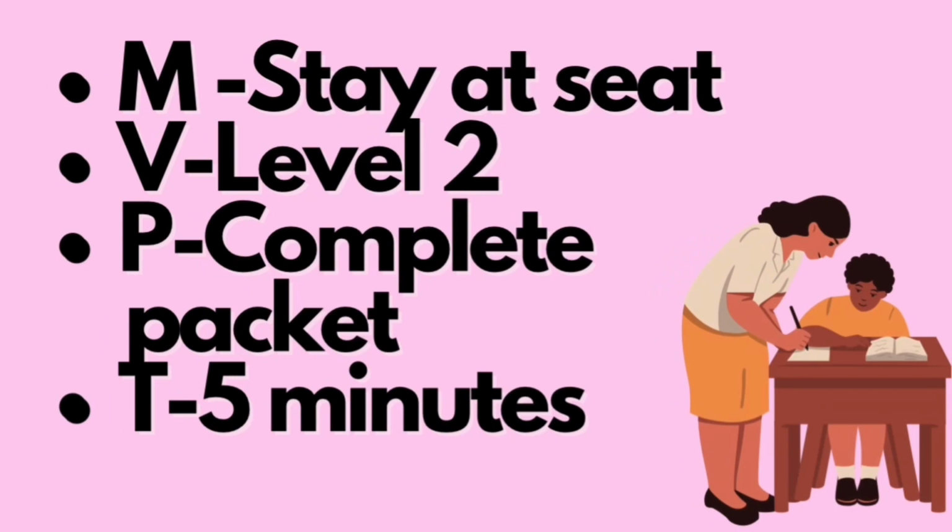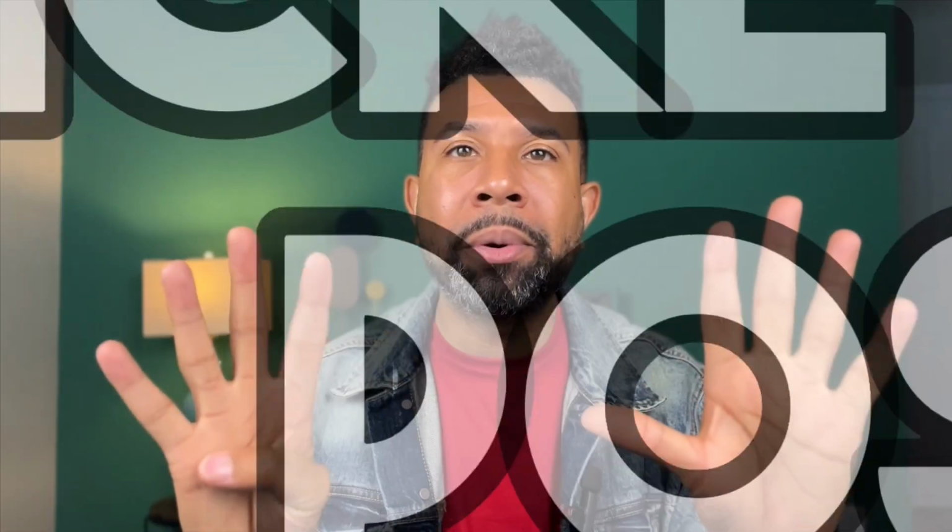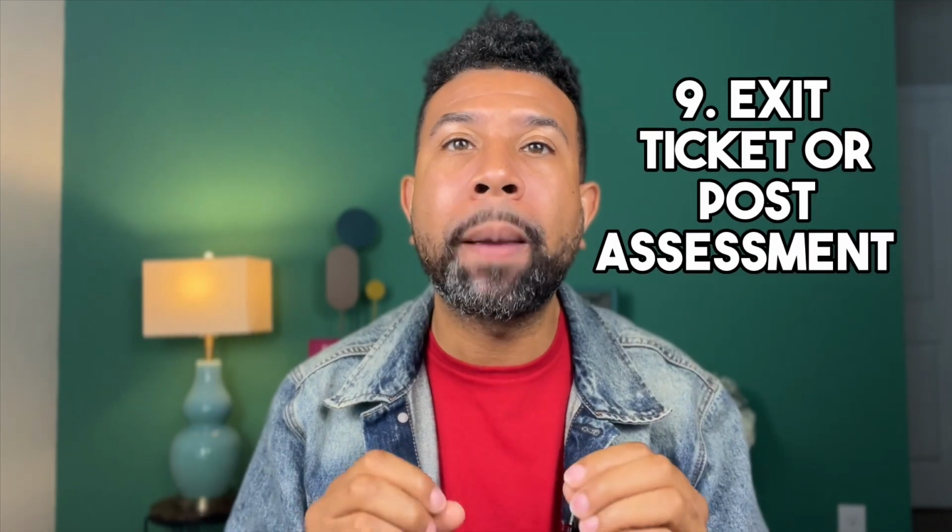Volume is the volume level that they should be talking at if they're doing a think, pair, share, or working independently. Participation is exactly step-by-step what they should be doing. And time is the time limit that they have in order to complete the task. It's a good idea to keep MVPT on the board, and again, keep it very simple, short, and to the point.